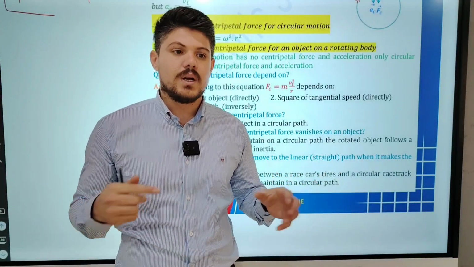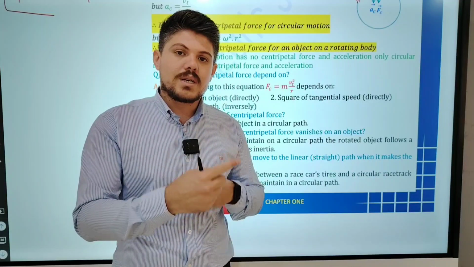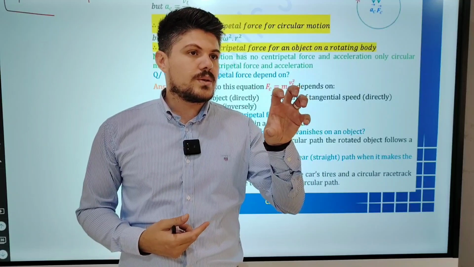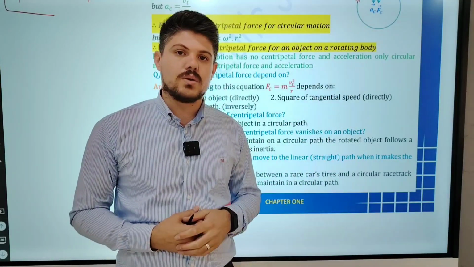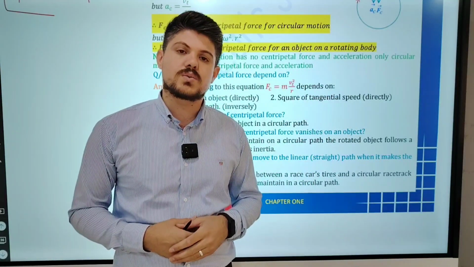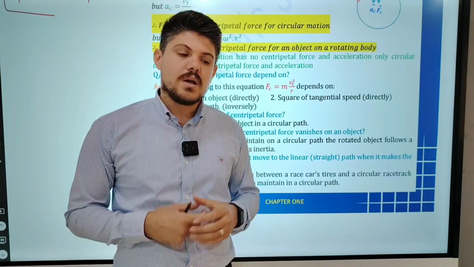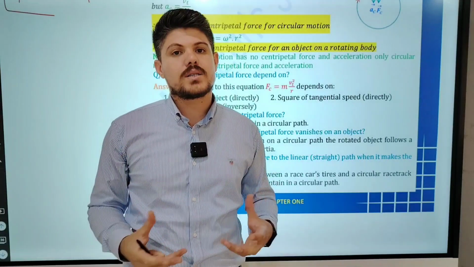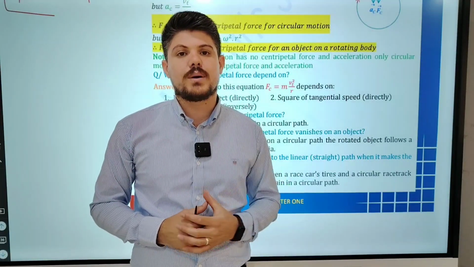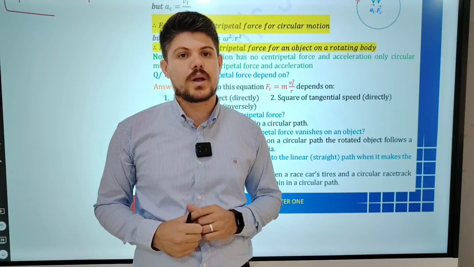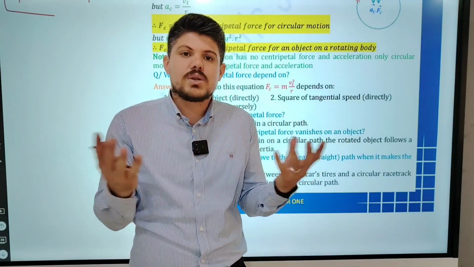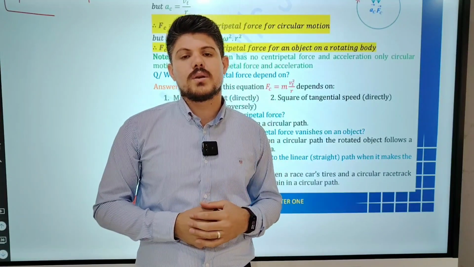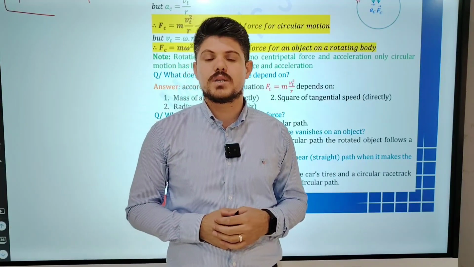Be careful. For example, when the Earth is rotating around itself, is it possible to say the Earth has centripetal force? No. The Earth has no centripetal force when rotating around itself. But when the Earth is orbiting around the Sun, in that case, it has a centripetal force which is provided by the gravitational force. Be careful. Okay? But the spinning object has no centripetal force, no centripetal acceleration. Only the circular motion has centripetal force and centripetal acceleration.